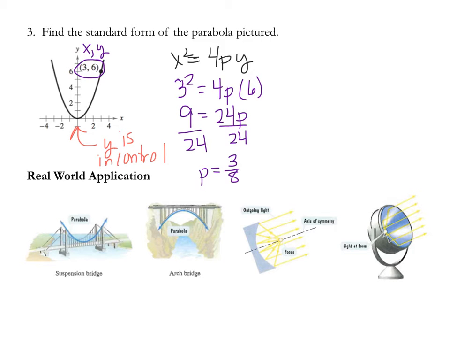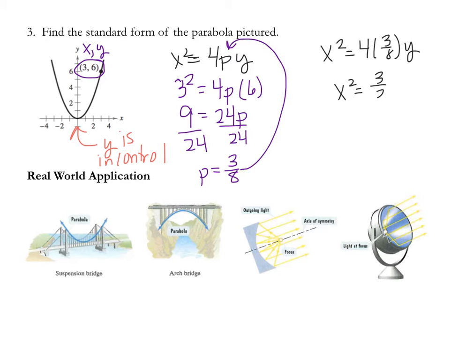So then we're just going to take that and plug it back into that original equation to figure out what our equation is. X squared equals 4 times, we now know p is 3/8 from using the point, y, and then we're just going to simplify that. That's going to be 3/2 y. So there's your equation.